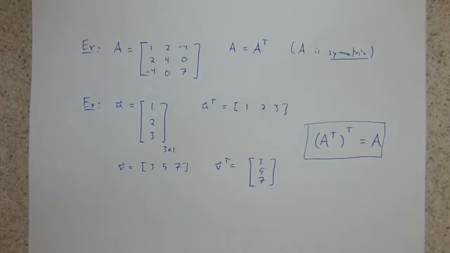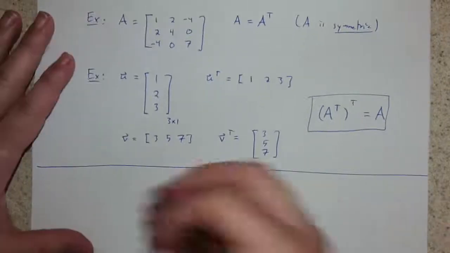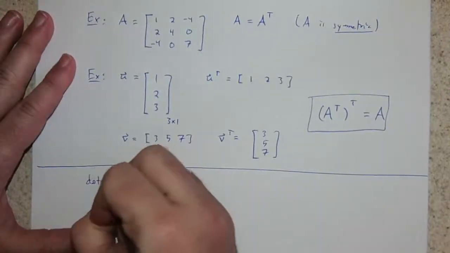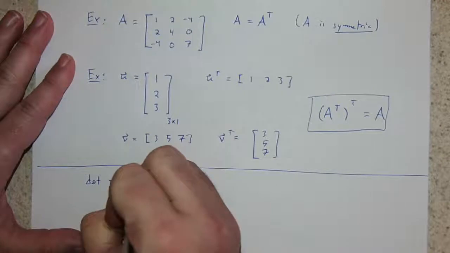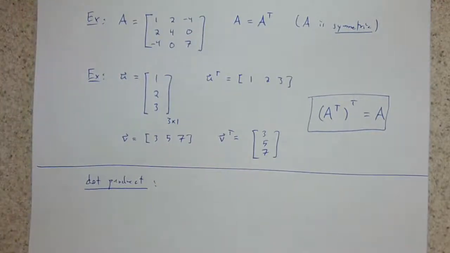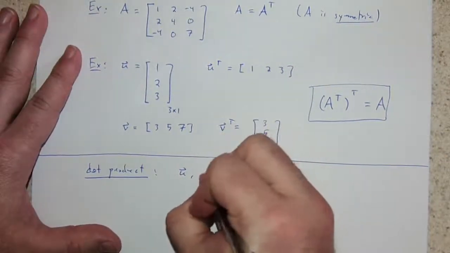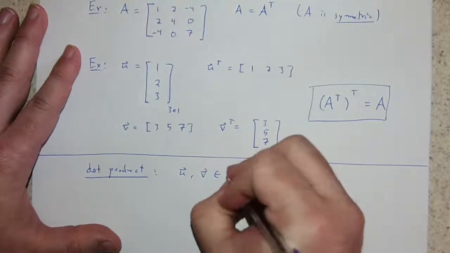Okay, all right. So let's talk about one other thing. Let's talk about something you know from Calc 3 or from 240 if you've had 240 or 461 before. The dot product of two vectors. If I have two vectors, u and v in Rn.